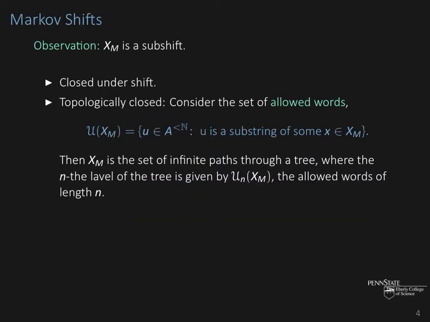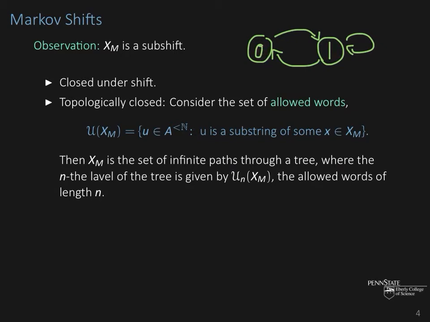So why is that true? So why is X_M defined in such a way a subshift? Well, we first note that it's closed under shift. So why is that? Well, let's look at our example again. Suppose we have a sequence in X_M that starts here and then just follows an infinite path through this graph here, like this: 1, 1, 1, 0, and so on.